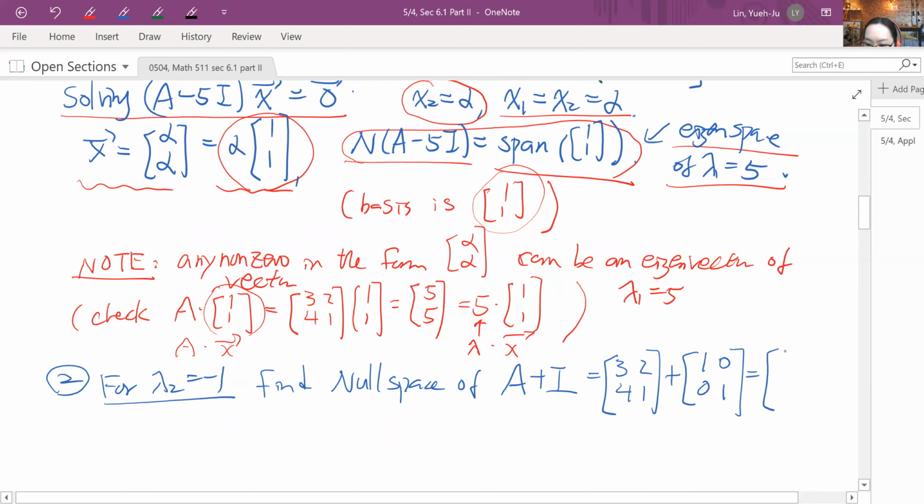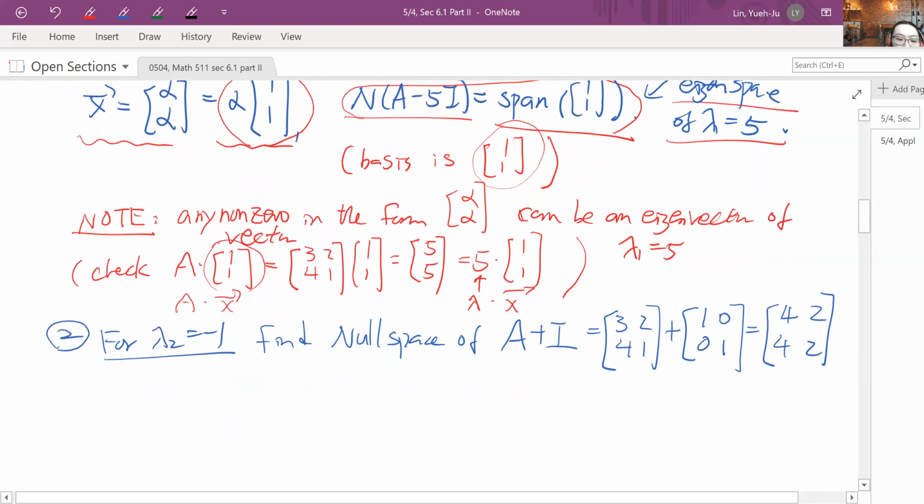So this would be 4242. Okay, not too bad at all. Okay, so I want to solve the null space of this matrix. So I want to find all the solutions that satisfy (A plus I) times x equals 0. Okay, so really, solve the null space as usual.